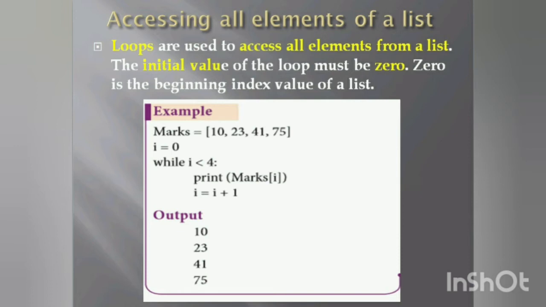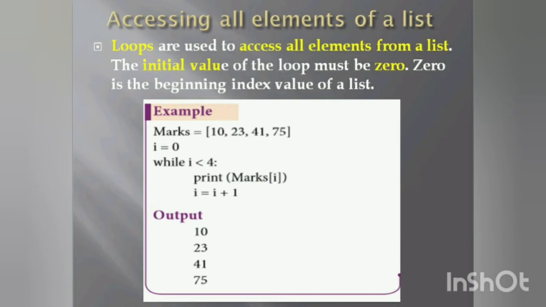During this first iteration, the value of I is 0, right? It will check the condition: while I is lesser than 4. Now the I value is 0, so 0 is lesser than 4. Yes, the condition is true. Now the following statement, print of marks of I, gets executed. Now I value is 0, so it will print the value of marks of 0 element, that is 10. So 10 will get printed, right?